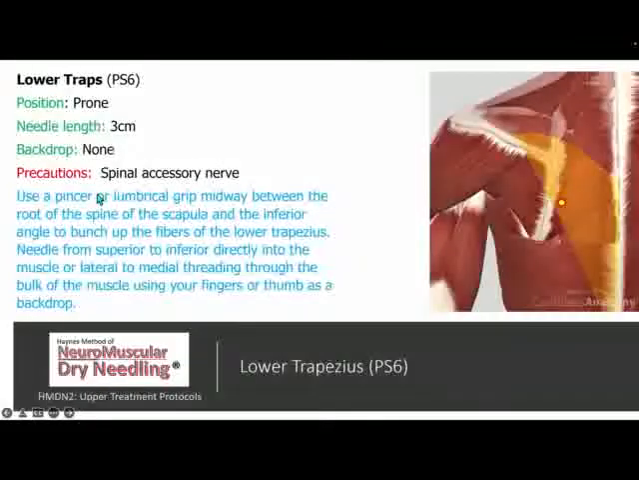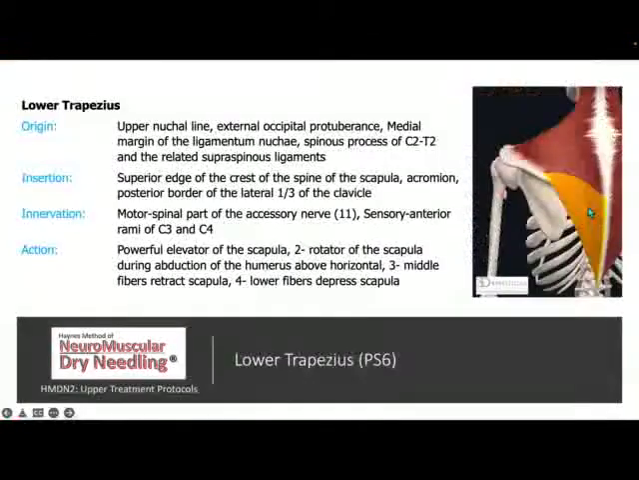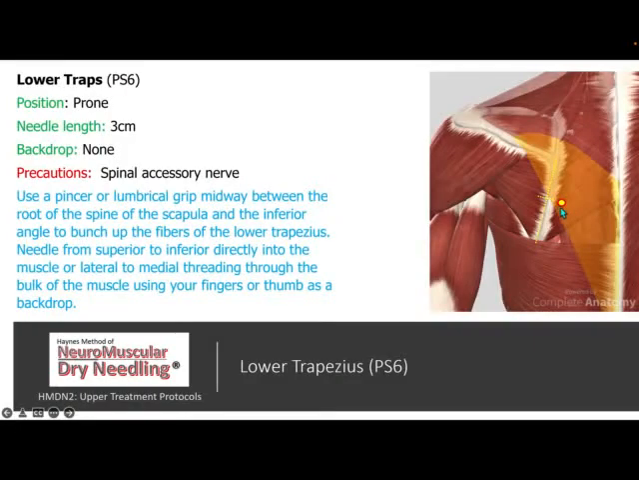Okay, then down to the lower trapezius. So for the middle trapezius we needled, let me come back to it, just superior to the root of the scapula, and then for lower we're going to come just a little bit lower to make a distinction between those two muscle groups, and to let us know, hey, yes, that trapezius really is that far distally.